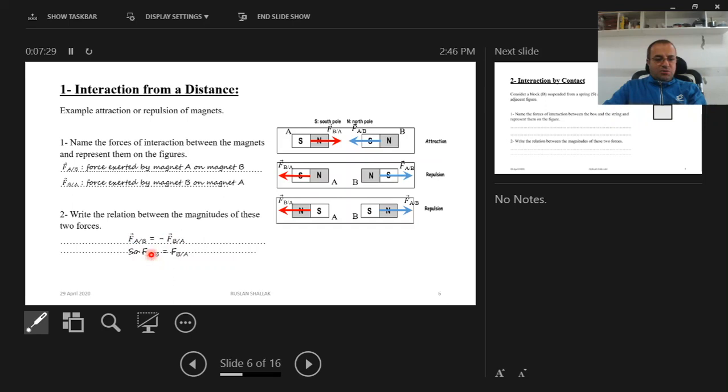In magnitudes, we don't have vectors. F A on B equals F B on A. For example, in magnitudes, we say they are both equal to 20 newtons. Okay? Both are equal to 20 newtons, for example. This is interaction from a distance.